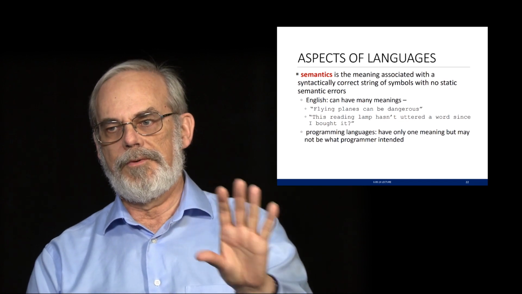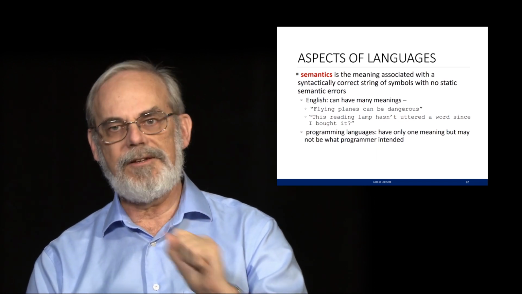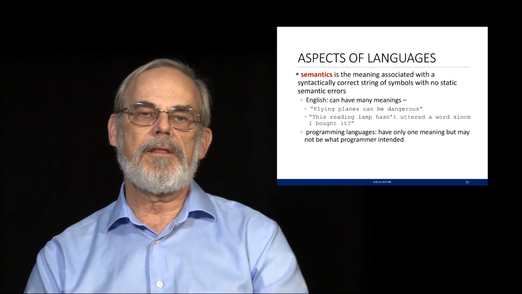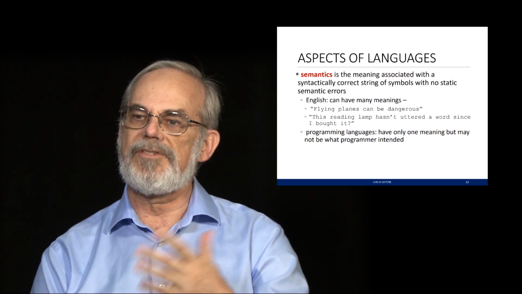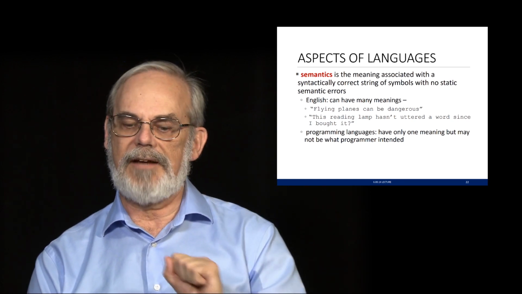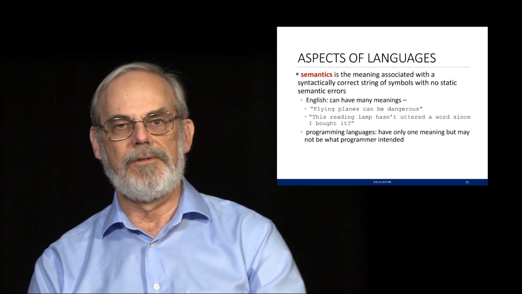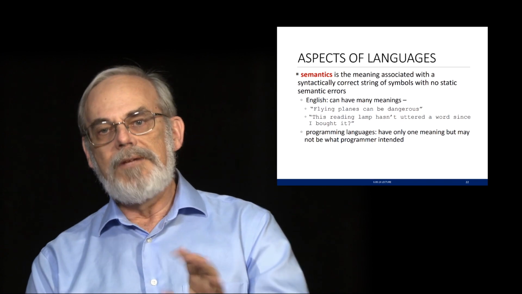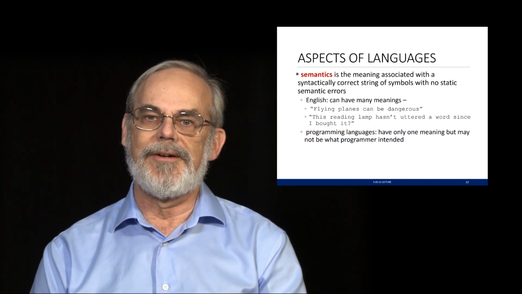Once we have both syntactically correct and static semantically correct expressions, we want to then know what's the meaning associated with them. And we're going to start building this up. Semantics then is the meaning associated with that syntactically correct string of symbols with no semantic errors. Even here, there can be some wonderful nuances.